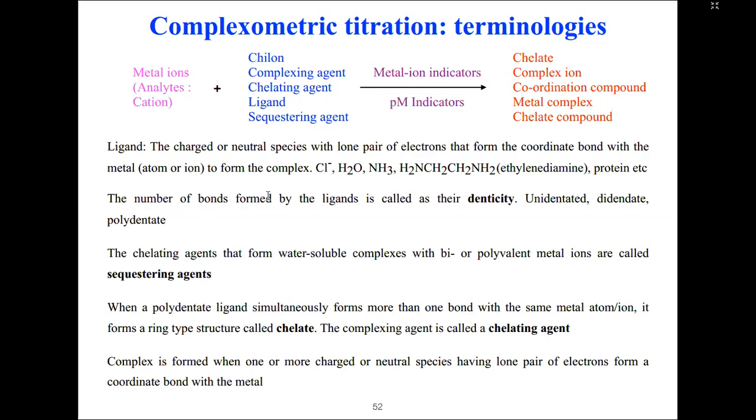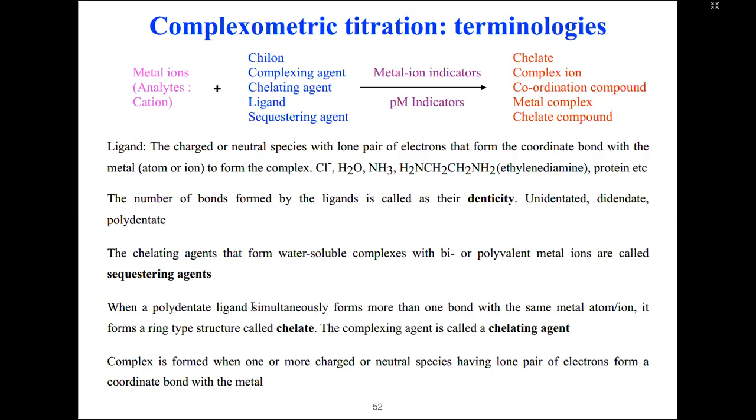The number of bonds formed by a ligand is called its denticity. If it only forms one bond with the metal, it is called unidentate. If it forms two, it is called bidentate. And if it can form more than two, it is called polydentate. The chelating agent that forms a water-soluble complex with bi- or polyvalent metal ions is called a sequestering agent. So a sequestering agent is also a complexing agent or ligand, which can form a water-soluble complex.